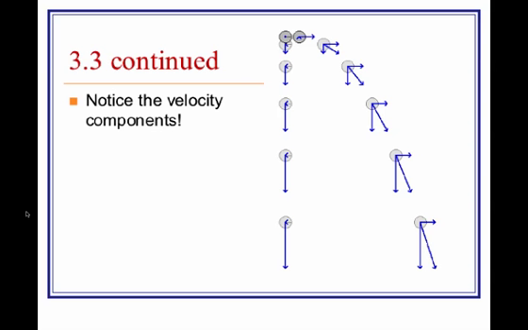Notice here with the lines drawn for the vectors that the total speed or velocity, the larger diagonal arrow directed at an angle downward, is made up from the two components in both the X and the Y direction.